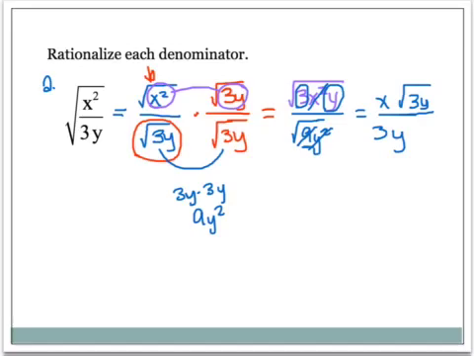Now I want to ask you a question. Can I simplify these 3y's right here? I'm hoping everybody says no. The 3y in the denominator is not underneath a radical, and so it cannot be in any way combined with the 3y that is under the radical.